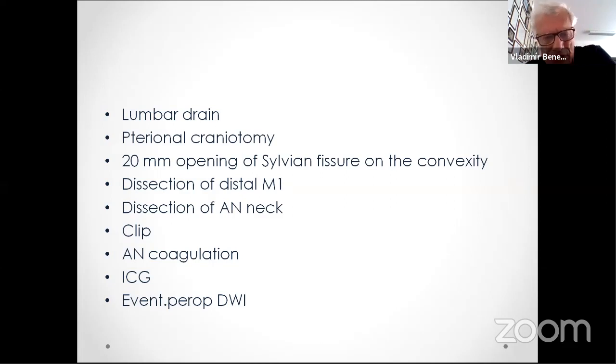Nothing more is needed. Then the dissection proceeds first to the distal M1 segment to secure the parent artery, going back to the aneurysm, clip the aneurysm, coagulate the aneurysm. We quite frequently resect the sac for further flow studies. Then, of course, check with ICG, and in certain cases, we perform intra-op MR to see the diffusion-weighted images to rule out any ischemia, but that's not routine.